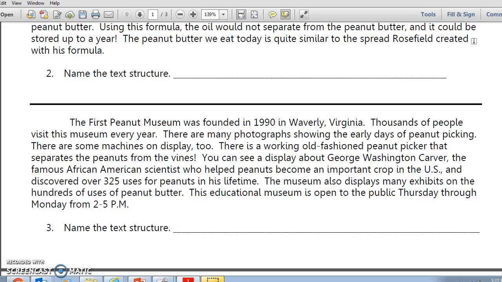You can see a display about George Washington Carver, the famous African-American scientist who helped peanuts become an important crop in the U.S. and discovered over 325 uses for peanuts in his lifetime. The museum also displays many exhibits on the hundreds of uses of peanut butter. This educational museum is open to the public Thursday through Monday from 2 to 5 p.m. Can you name that text structure?